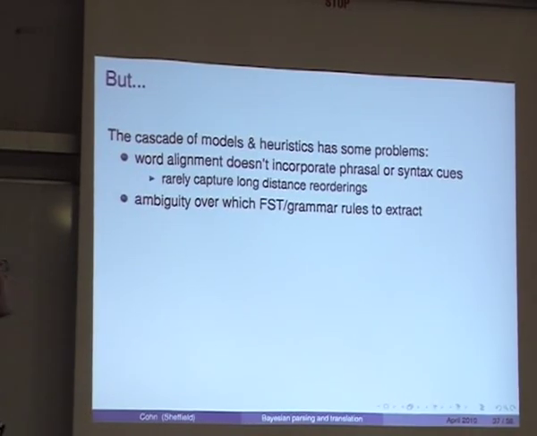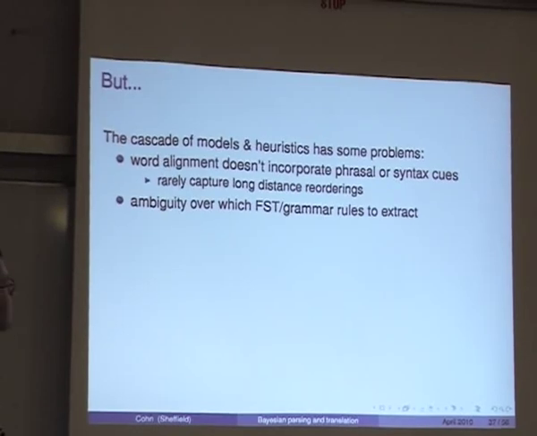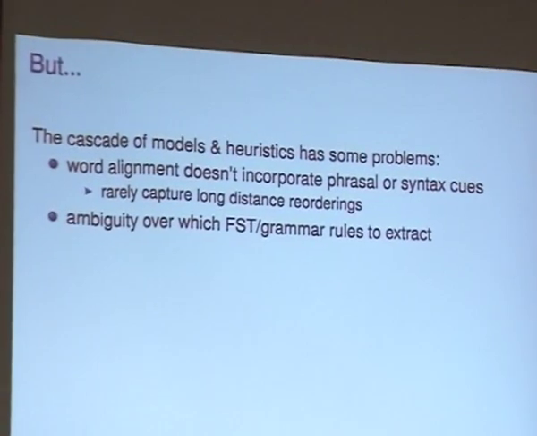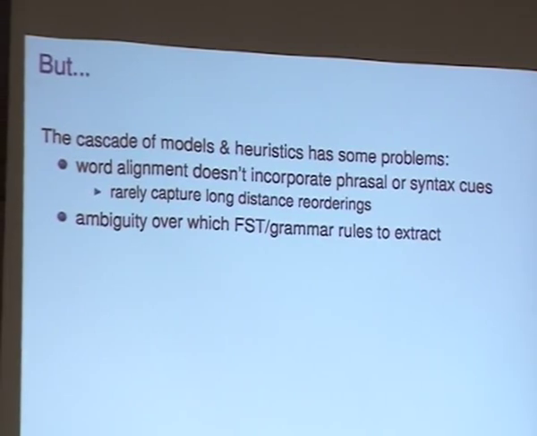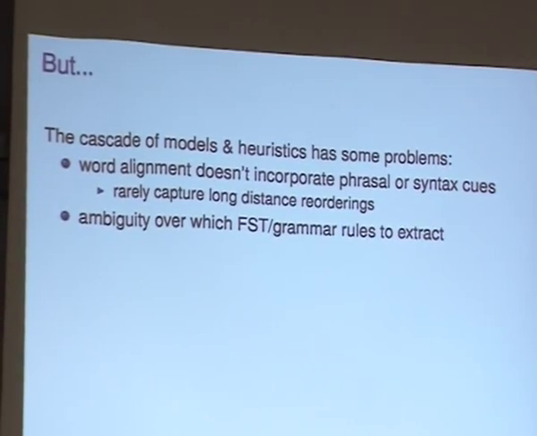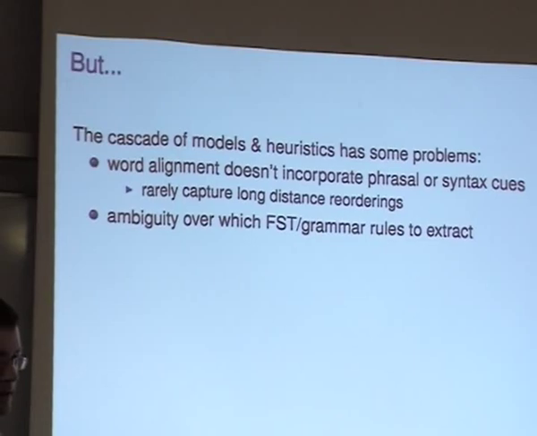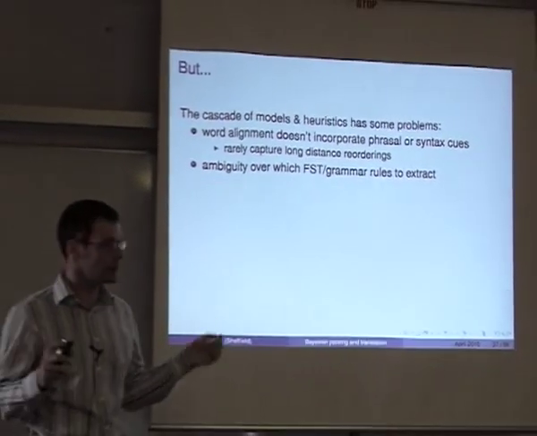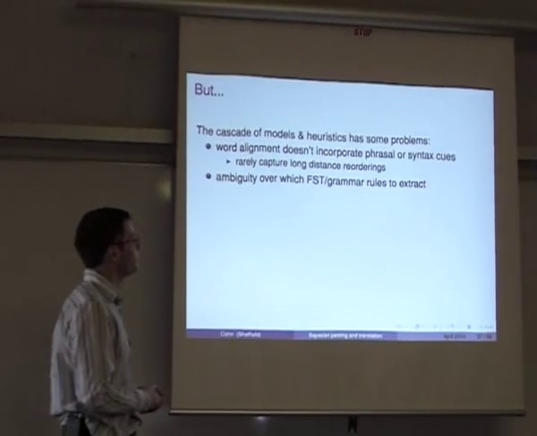Okay, but there are certain problems with this. We cascade a lot of models here. We have a lot of heuristics, and they don't really play that well together. So for instance, word alignment often makes some horrendous mistakes. It doesn't incorporate phrasal information or syntactic cues. It could use that in order to generate some slightly better looking alignments.